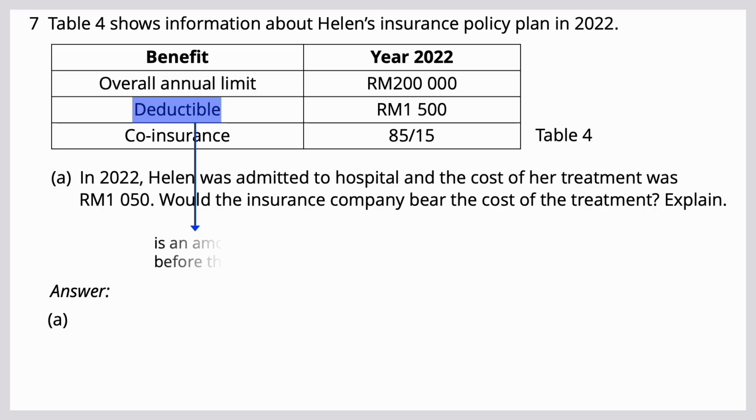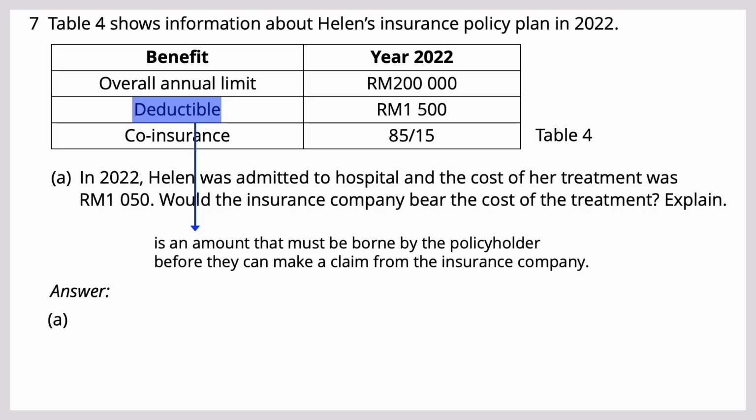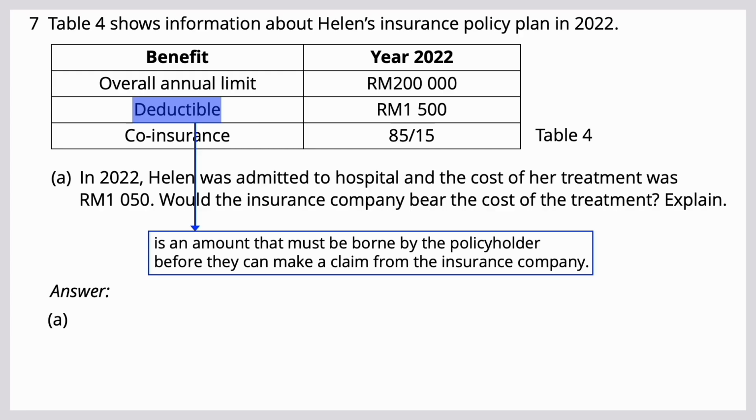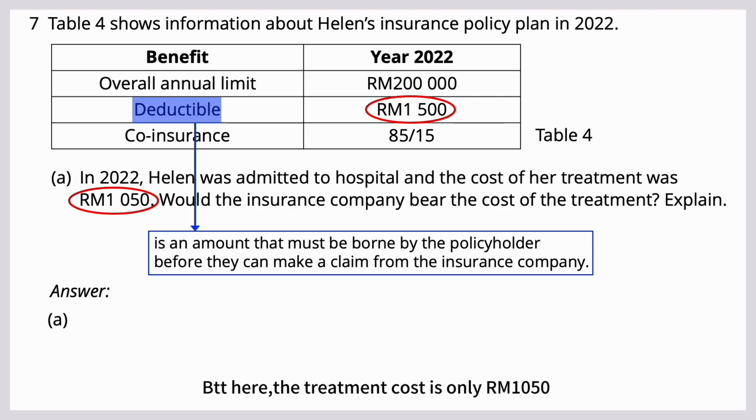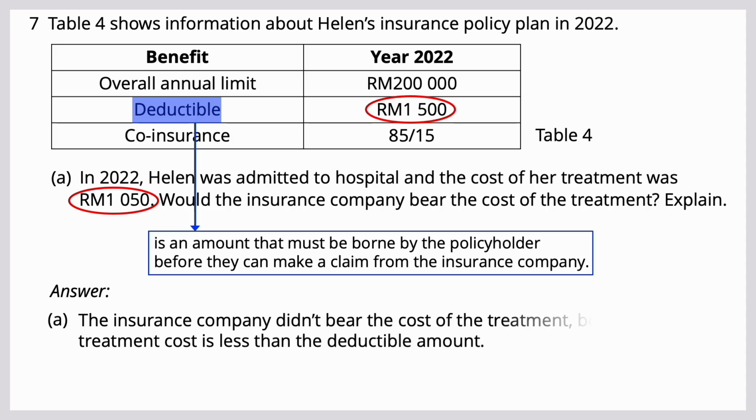Deductible is an amount that must be borne by the policyholder before they can make a claim from the insurance company. Helen must first pay 1500 ringgit Malaysia out of her own pocket before the insurance starts paying. But here, the treatment cost is only 1050 ringgit Malaysia, which is less than the deductible 1500 ringgit Malaysia. Thus, the insurance company didn't bear the cost of the treatment because the treatment cost is less than the deductible amount.